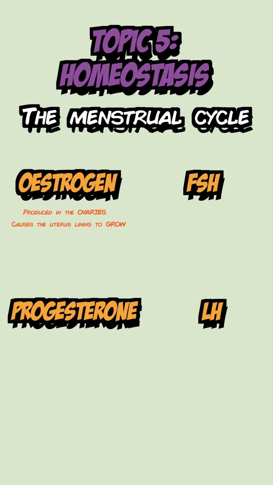Estrogen causes the uterus lining to thicken and grow and stimulates the release of LH and inhibits, which means to stop, FSH. LH is known as luteinizing hormone and is produced by the pituitary gland. It triggers the release of an egg, which is known as ovulation.